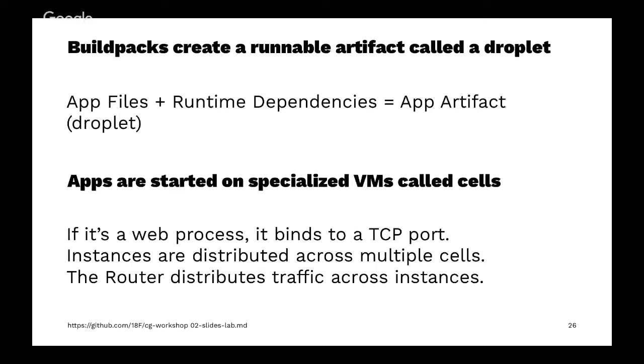Anyhow, the apps start on cells. If it binds to a TCP port, then it'll receive web traffic. You don't have to have a web app. You can have just worker apps that are there listening for events, like watching a queue or getting files from S3 and doing video processing.